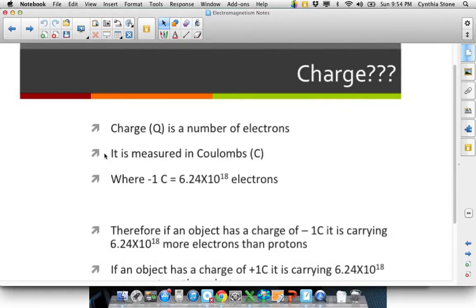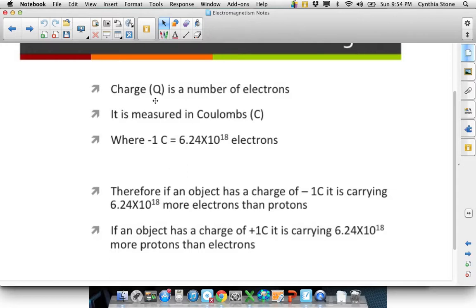When I say the term charge, we give charge the symbol capital Q, which is unfortunate. It's Q because it seems to have nothing to do with charge, and it represents a quantity of electrons. We measure charge in coulombs, and a coulomb represents a whole bunch of electrons. So when I say that something has a coulomb of negative charge, it means it has that huge number, 6.24 times 10 to the 18, more electrons than protons. And vice versa. If something has a positive charge, that means it has more protons than electrons.